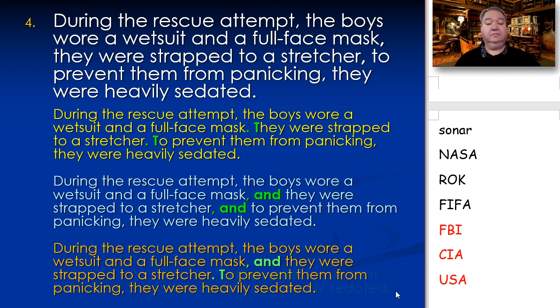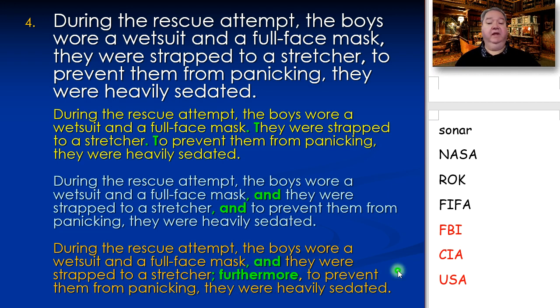Or we could do something like this if we want to keep it all in one sentence. During the rescue attempt, the boys wore a wetsuit and a full face mask, and they were strapped to a stretcher. Semicolon. Furthermore, to prevent them from panicking, they were heavily sedated. So any of those work, okay?